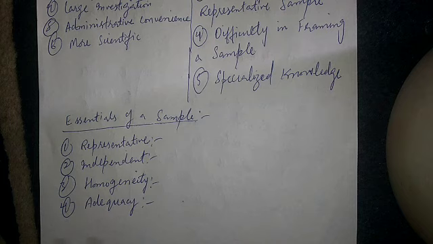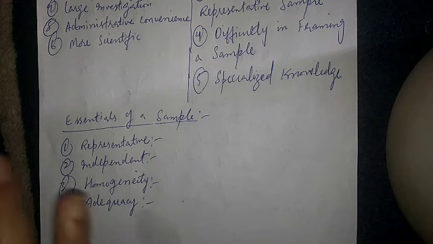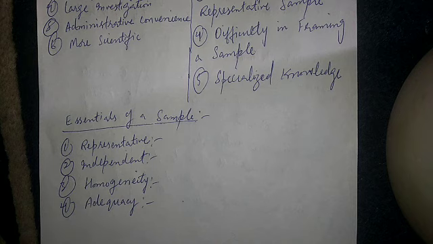Number two is independent. All units of a sample must be independent of each other. In other words, inclusion of one item in the sample should not be dependent upon the inclusion of some other items of the universe. The third one is homogeneity. If more than one sample is selected from a universe, these samples should be homogeneous to each other and not contradictory.